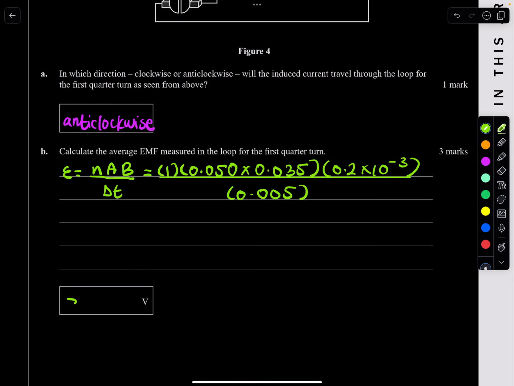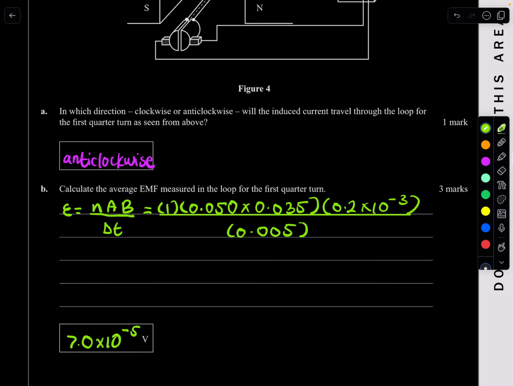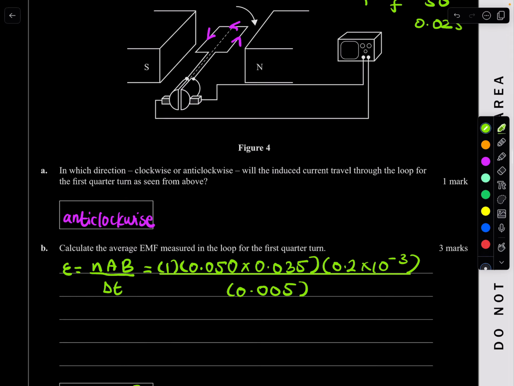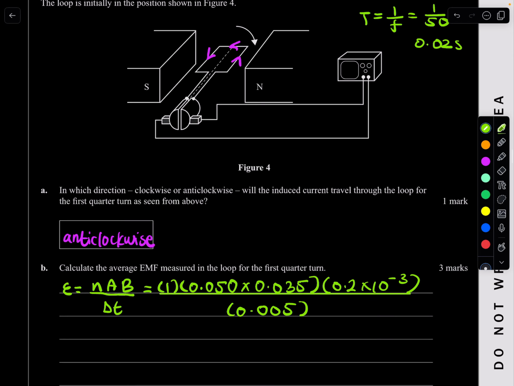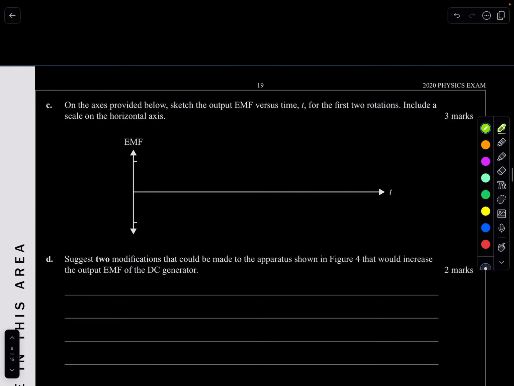Putting this in my calculator, I get my EMF. I get 7.0 times 10 to the power of, 1, 2, 3, 4, 5, negative 5. Let me double check: 1, 2, 3, 4, 5. Yes. It's a very low voltage, but we produce 7.0 times 10 to the negative 5 volts. Beautiful, no mistakes, looking good.